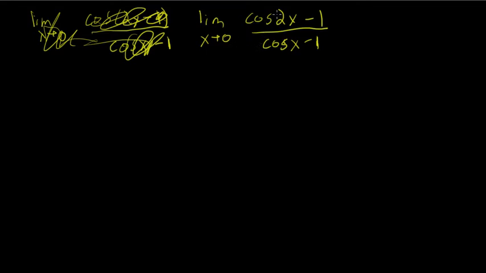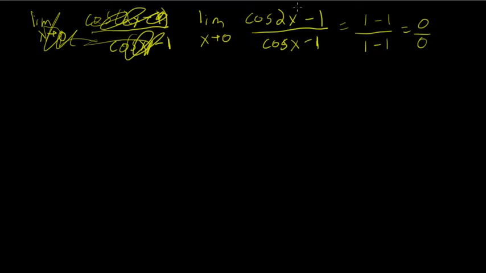So you look, as x goes to 0, cosine of 2x goes to cosine of 0, which is 1. 1 minus 1 is 0. The denominator, cosine of x, as x goes to 0, cosine of x goes to cosine of 0, which is 1, minus 1. You have another 0 over 0 indeterminate form. This means we have to do some algebra to get around it.